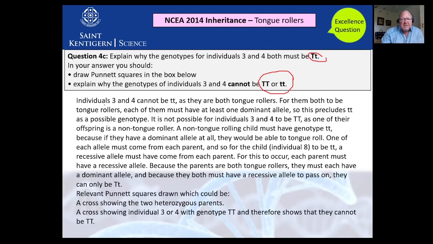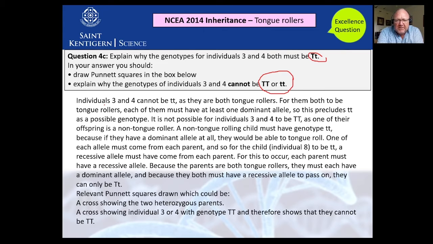Alright, so let's read this. Individuals 3 and 4 cannot be homozygous recessive, as they are both tongue rollers. For them to be both tongue rollers, each of them must have at least one dominant allele. So this precludes, or it means that this cannot be a possible genotype. It is not possible for individual 3 and 4 to be homozygous dominant, as one of their offspring is a non-tongue roller. A non-tongue rolling child must have a genotype homozygous recessive, because if they have a dominant from one of the parents, they would be able to tongue roll.